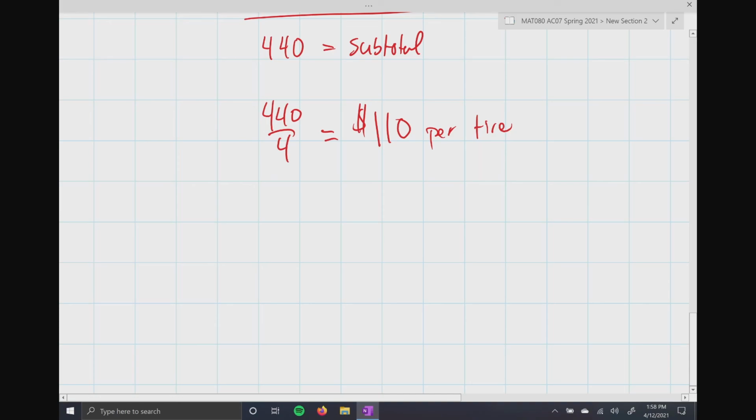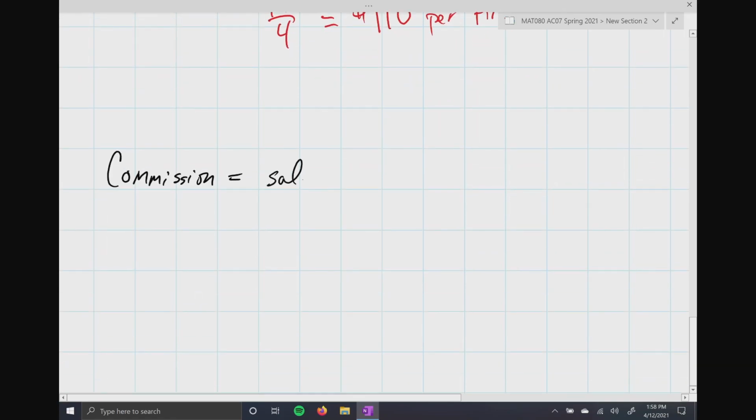All right, so sales tax we already went over. Now let's talk about commission, because commission is really closely related to sales tax. So commission is going to equal sales times commission rate. Now, first things first, and I'm just asking questions. Can anybody explain to me what commission means?